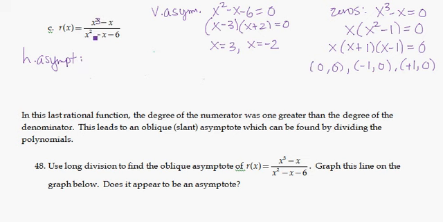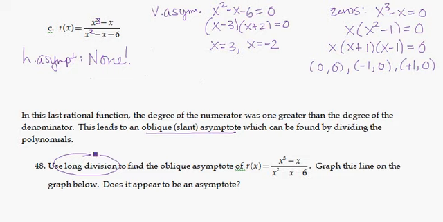And finally, for a horizontal asymptote, we again look at the degree and notice that the degree of the numerator is 3 and the degree of the denominator is 2. So the degree of the numerator is larger, which means that there are no horizontal asymptotes. Now, before you get too excited, if the degree of the numerator is 1 greater than the degree of the denominator, like in this case, this actually leads to an oblique or a slant asymptote, which we can find by doing long division.